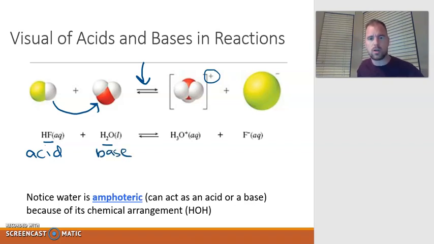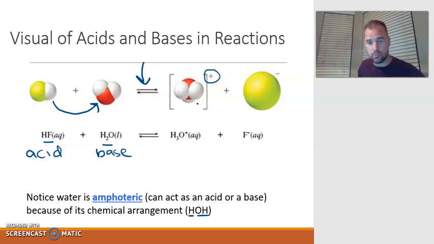Do you notice how water can act as either an acid or a base? That is known as being amphoteric. Water is amphoteric because it can act as an acid or a base because of its chemical arrangement. Notice it has the acid part, hydrogen, but it also has the base part, hydroxide. So that's why it can act as both. So in this example specifically, it's acting as a base.